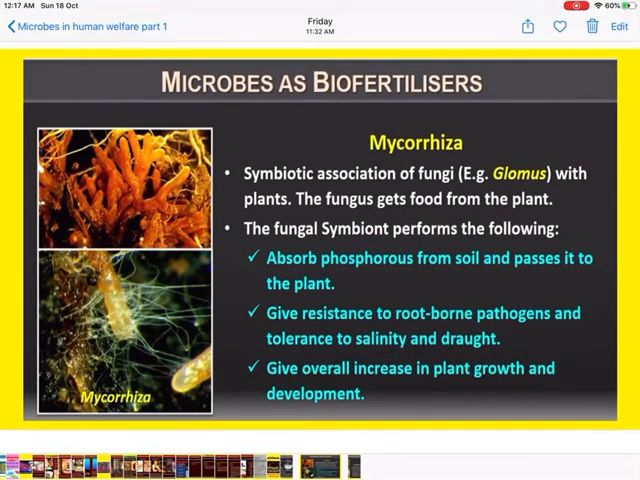Come to fungus, Mycorrhiza. This is the symbiotic association of fungus, example Glomus, with plants. दोनों का symbiotic relationship है, एक दूसरे के साथ मिलकर रहते हैं. फंगस को क्या मिल रहा है प्लांट से? द फंगस इज गेटिंग फूड फ्रॉम द प्लांट. तो प्लांट को क्या मिल रहा है? बिकॉज दिस इज अ सिम्बायोटिक रिलेशनशिप, तो फंगस मस्ट बी गिविंग समथिंग टू द प्लांट. फर्स्ट, इट हेल्प्स इन द एब्जॉर्प्शन ऑफ फॉस्फोरस फ्रॉम द सॉइल एंड पासेस इट टू द प्लांट. फॉस्फोरस को एब्जॉर्ब करता है सॉइल से और प्लांट को दे देता है फंगस.